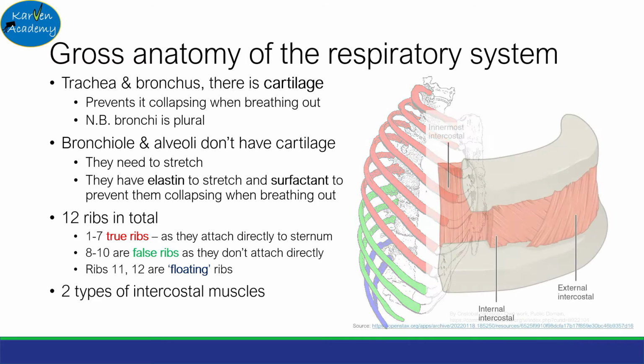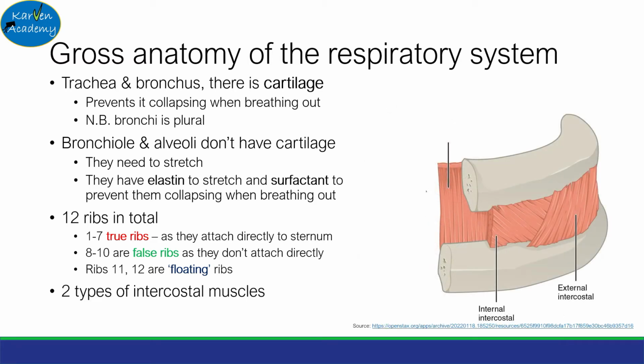There are two types of intercostal muscles. Inter means between and costal means rib. So these are muscles in between the ribs. And internal intercostal muscles are involved in forced expiration, while external intercostal muscles are involved in inspiration.